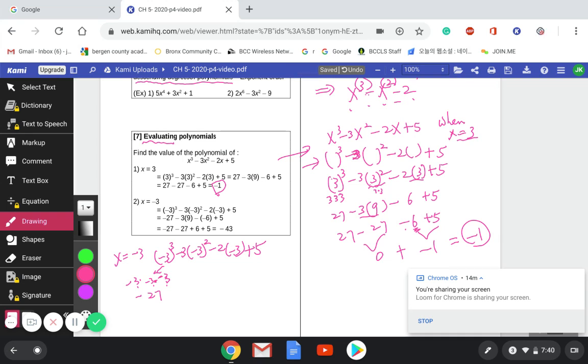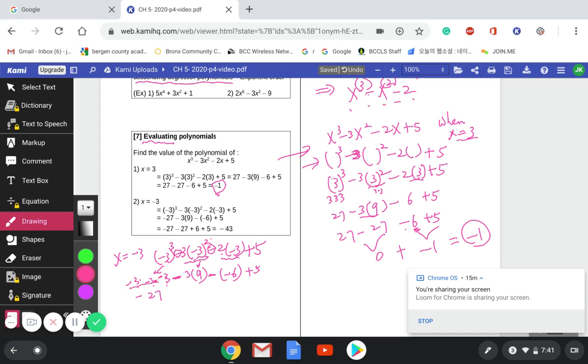Second one, you have to be careful because you have 3 times parentheses negative 3 squared. So by the order of operations, you have to do the power first. So that's the same as minus 3 times positive 9, because negative 3 times negative 3 becomes positive 9. Minus. So you have a minus operator here and a minus operator there. 2 times negative 3 is negative 6, because 2 is positive and multiplied by a negative is negative, plus 5.